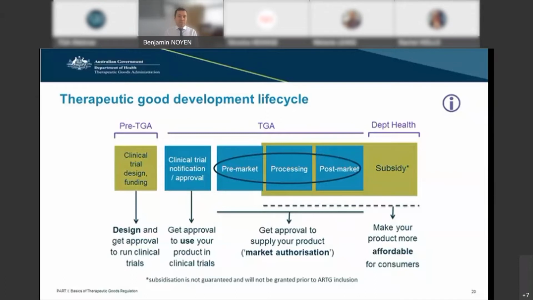Second is the processing step. You will need to submit your application online and attach the data and information you compile in the pre-market stage. If your application is successful, you move to the third post-market stage, where you have ongoing responsibilities to maintain your market authorisation.